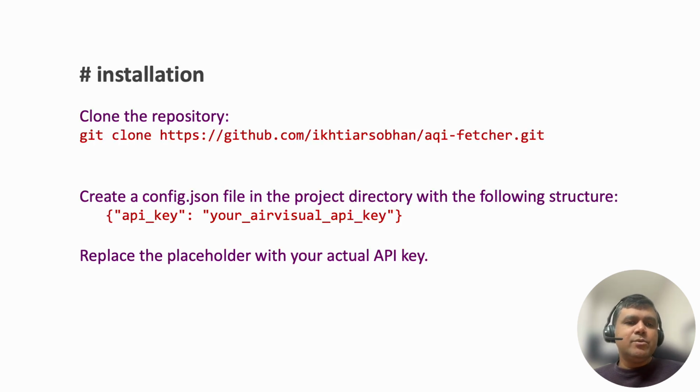Installation is very easy. You just need to clone the repository on this website, on this screen, and you need to make a small change in the config.json file. You replace the your AirVisual API key with the actual API key that you got a little bit earlier.